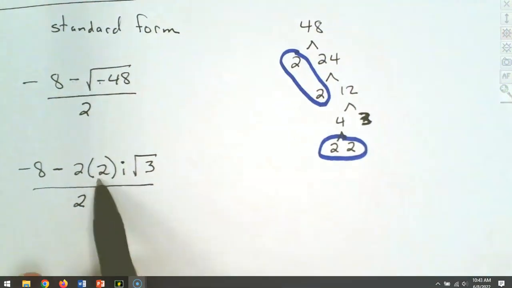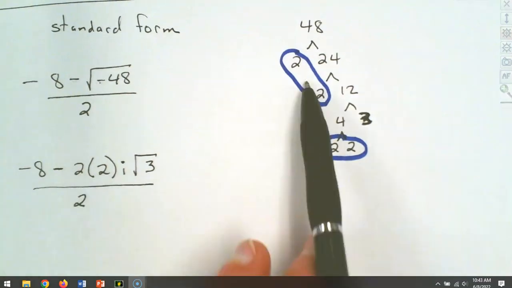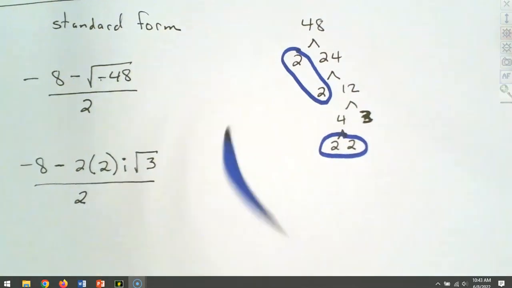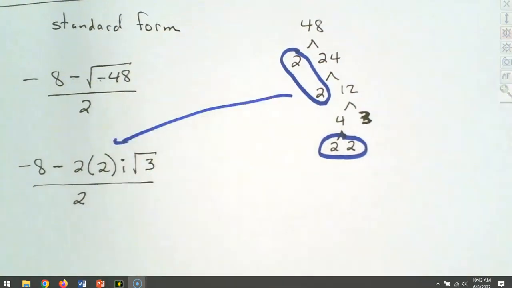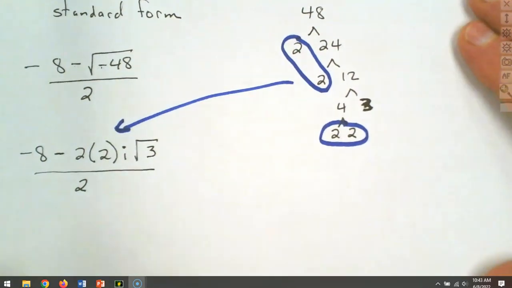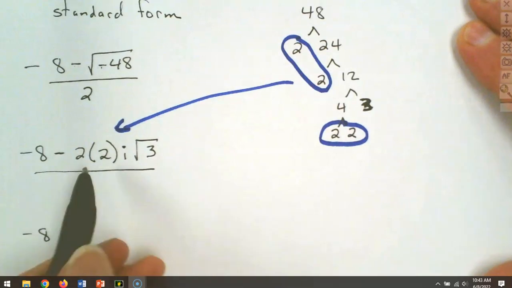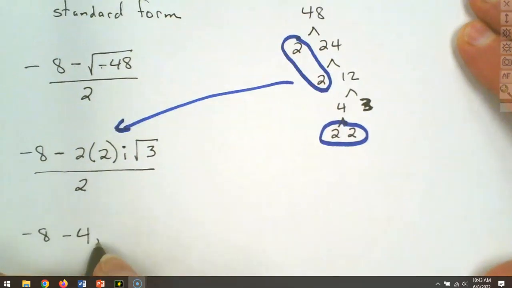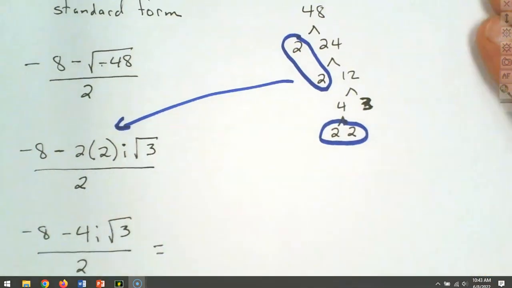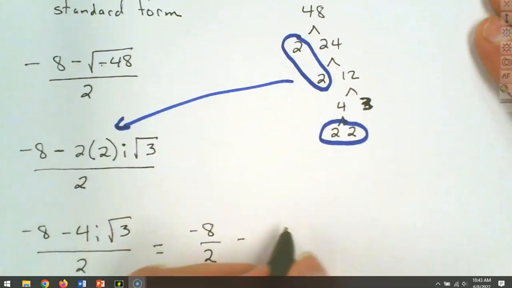And you could have just written down minus 4i there if you wanted. I just wrote the 2 times 2 so you would see that there are the 2 pairs here. That's where those came from. These 2 pairs went and made that. Now we can do one more step. And so we've got minus 8. We have a minus 4i square root of 3. Those can go together over 2. Everything is broken down. Now we split it up into the 2 fractions again.